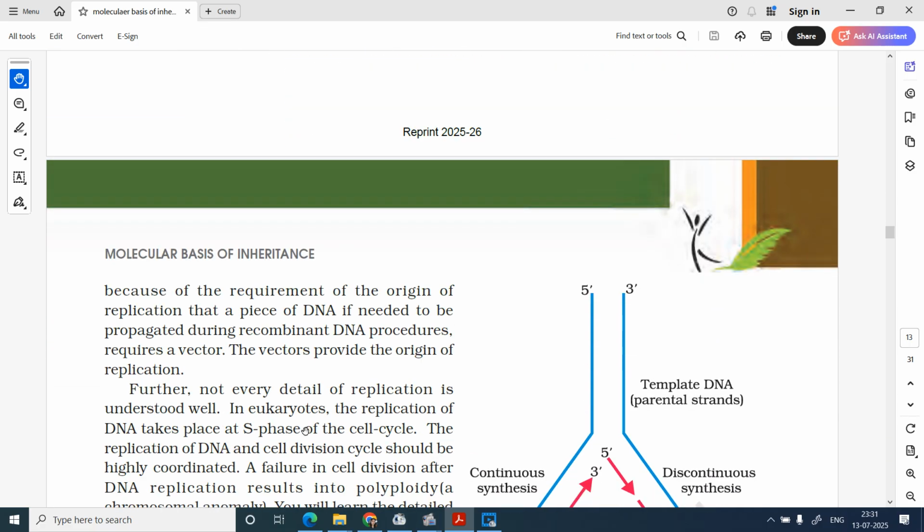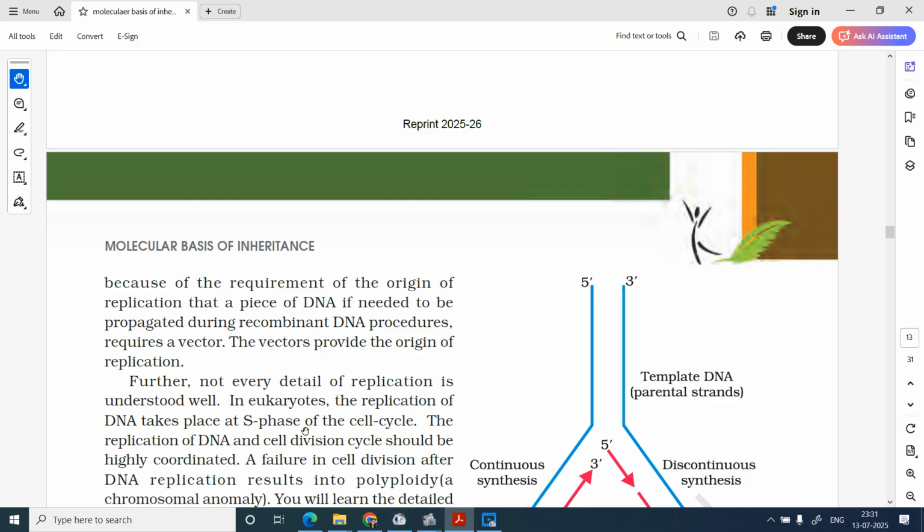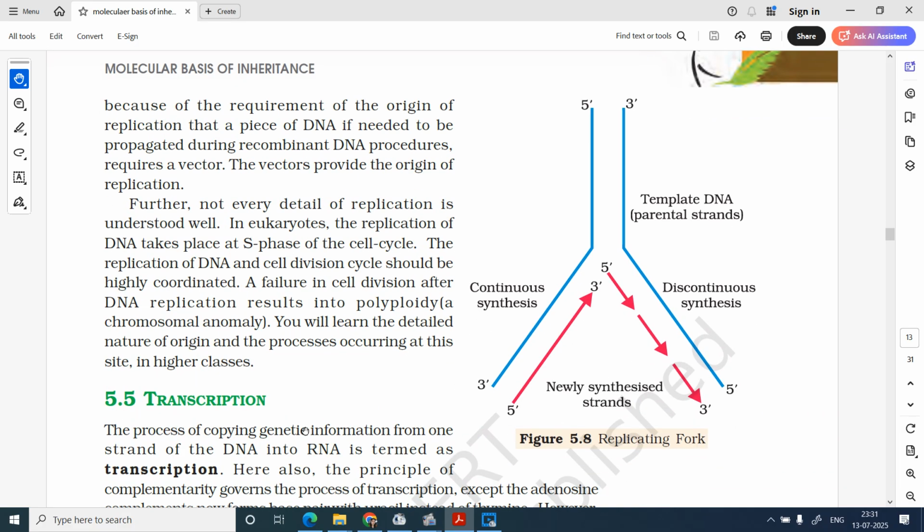It is because of the requirement of the origin of replication that a piece of DNA, if it needs to be propagated during recombinant DNA procedures, requires a vector. The vectors provide the origin of replication. Further, not every detail of replication is understood well.